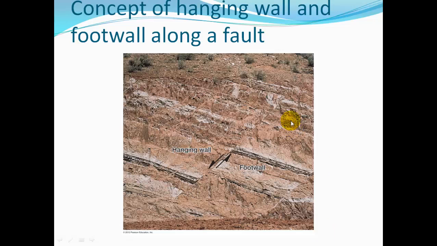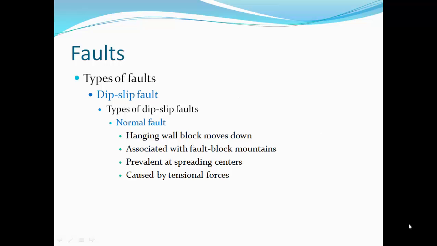So here we have a fault, and the rocks have been displaced. This layer would line up with this layer. The wall above the fault is your hanging wall, and the rock below is your foot wall. There are several types of dip-slip faults. In a normal fault, the hanging wall block moves downwards, like in that photo. This is associated with fault block mountains, and it's prevalent at spreading centers. This is caused by tensional forces.